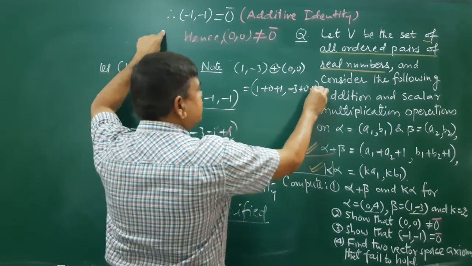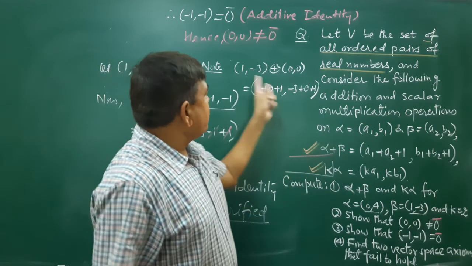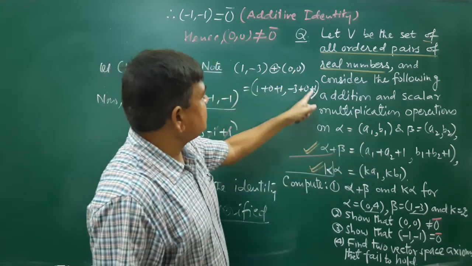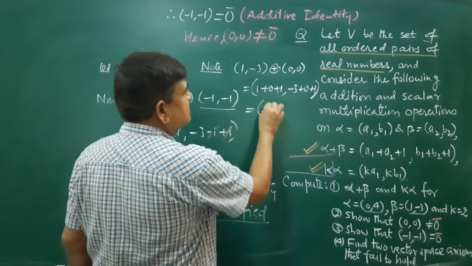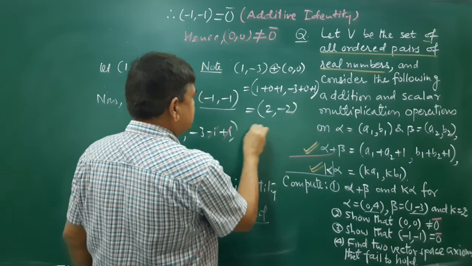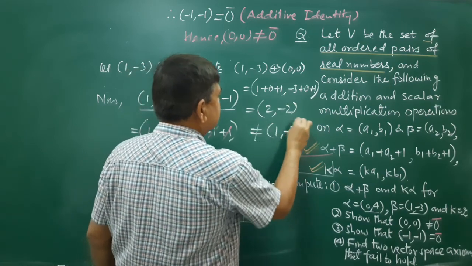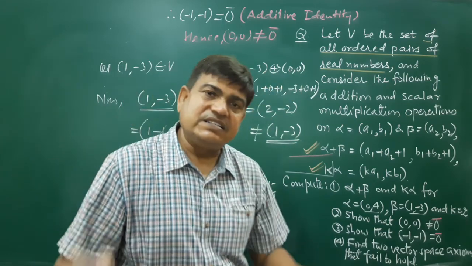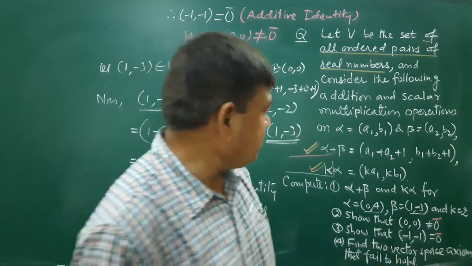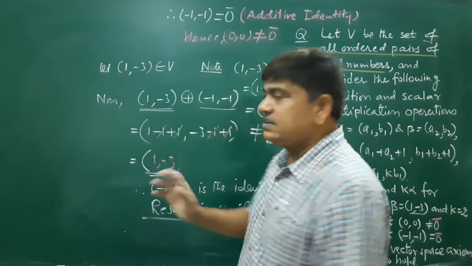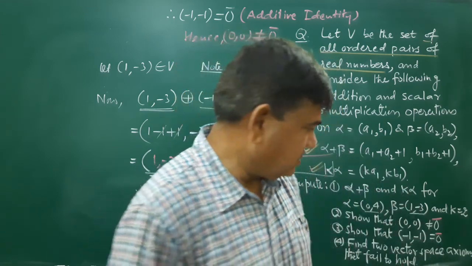By definition, you can say components be added plus 1. So it is 1 + 0 + 1, -3 + 0 + 1. So here it is 2, 1 + 1 = 2, and this is -2. This is not equal to 1, -3. Remember? So this is not the identity element. Here the identity element is -1, -1, and this is the way to find the identity element. Okay?